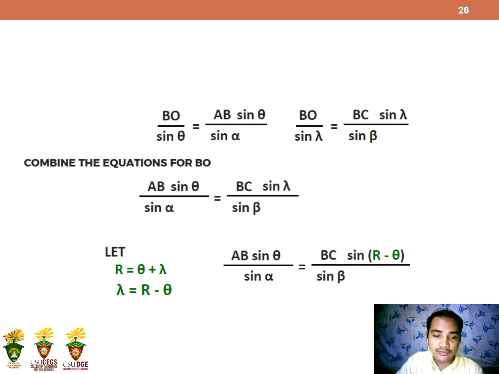Then we are going to substitute this R minus theta, kay para ang atong equation is in terms of theta, no. So ato ning i-substitute ni si R minus theta diri sa atong equation diri sa lambda part. So we can now have AB sine theta over sine alpha is equal to BC sine R minus theta over sine beta.